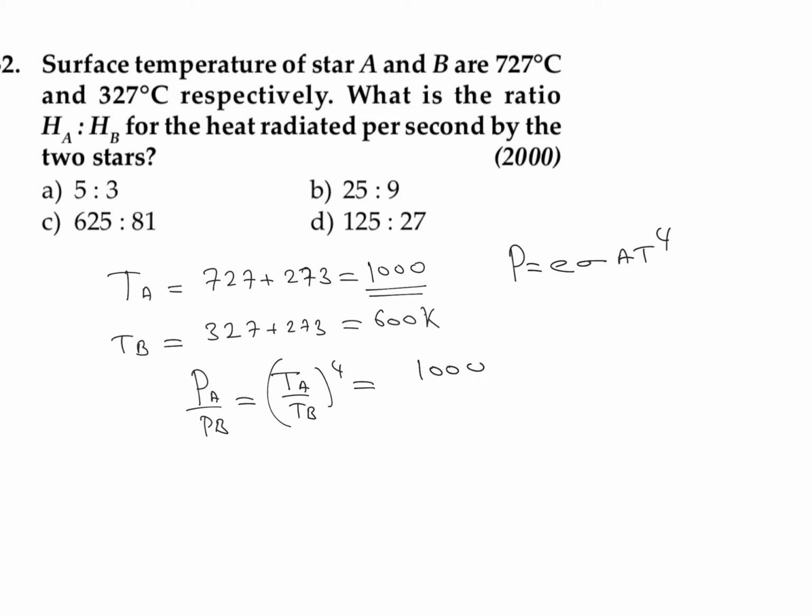So we can write this as 1000 divided by 600 raised to 4. Or we can cancel these zeros, so it becomes 10 by 6, or you can take it as 5 by 3 raised to 4. So you know that 5 raised to 4 is nothing but 625, and 3 raised to 4 is nothing but 81. So they will be in the ratio 625 is to 81.